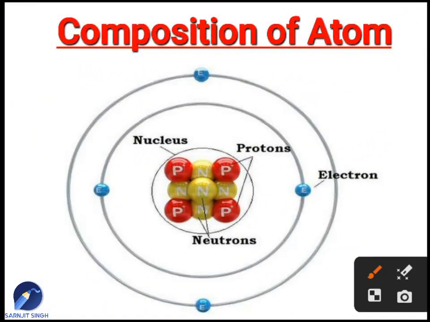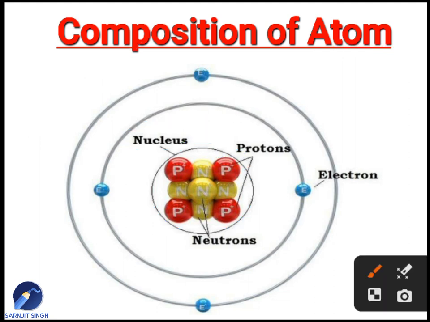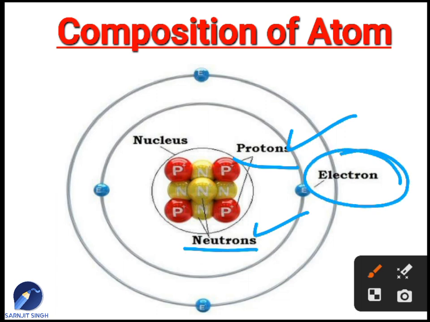Next, composition of atom, meaning what type of particles are present in an atom. This is the structure of an atom. The central part is called the nucleus. Inside the nucleus there are two types of particles, protons and neutrons. But there is a third type of particle also present in the atom, though not inside the nucleus. Those are called electrons. Electrons are present outside the nucleus but inside the atom.